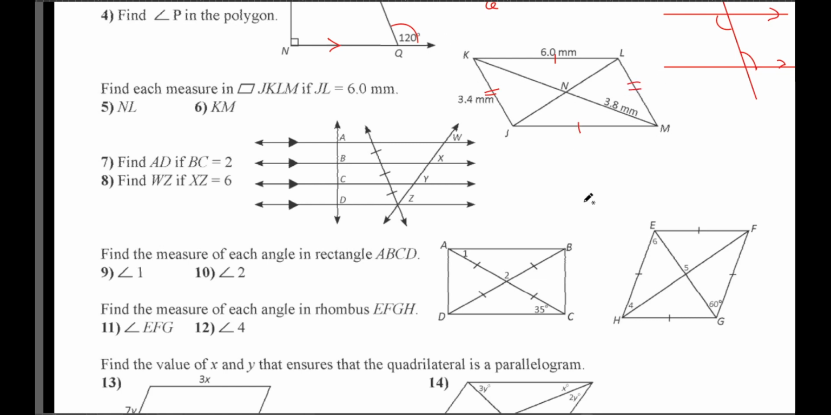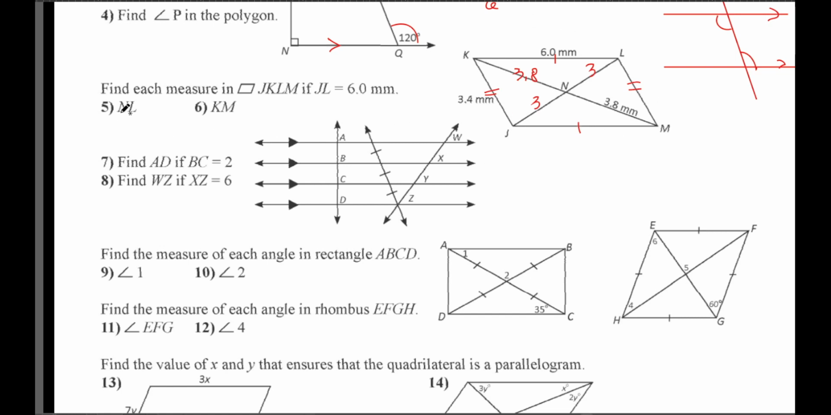What do I know about the diagonals of it? What do they do to each other? They bisect each other. So if this little bit is 3.8, what's this little bit right here, K to N? That's going to be 3.8, yeah? Look, JL goes from here to here. That whole thing is 6. So what is it from J to N? It's half of it. That's 3. From N to L, that's 3. So without even looking at the problem, I know a lot of stuff.